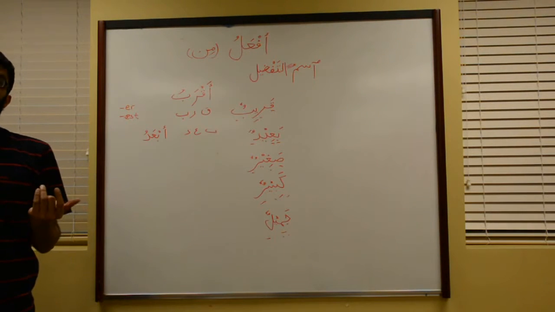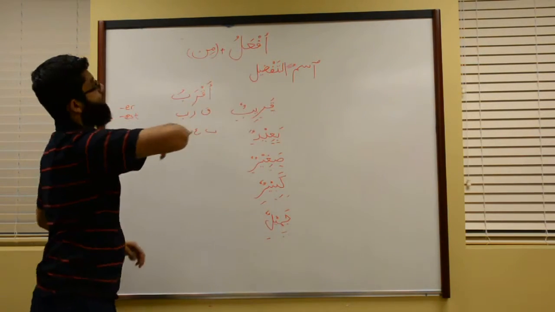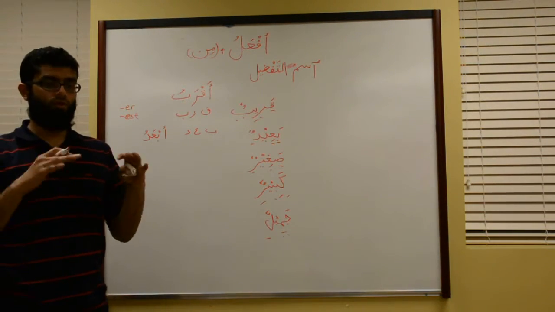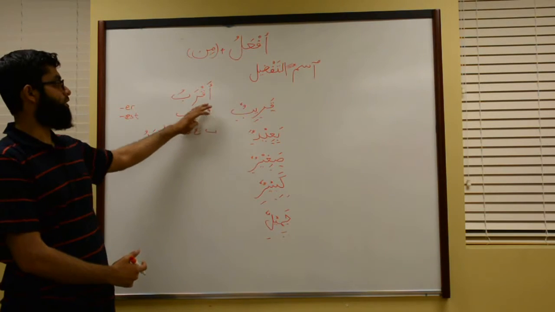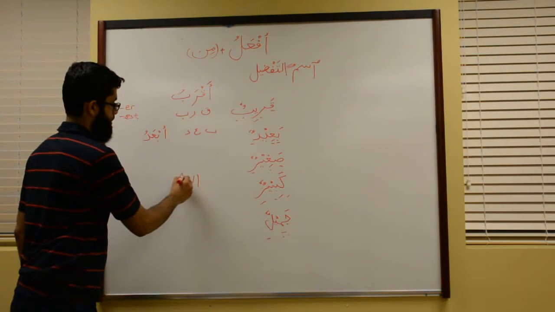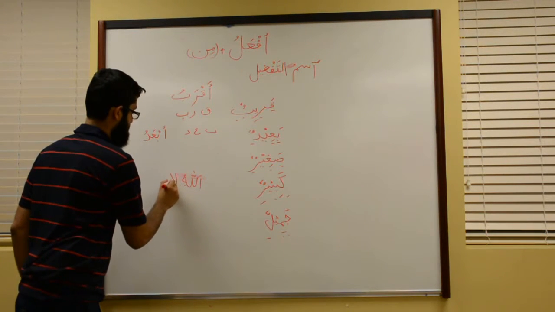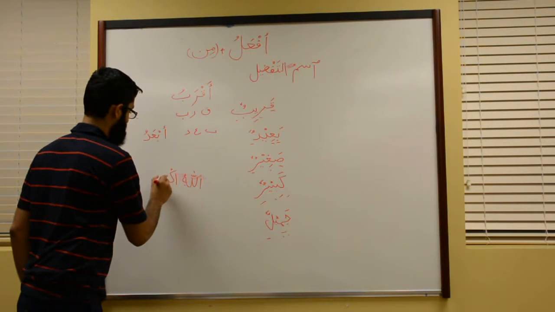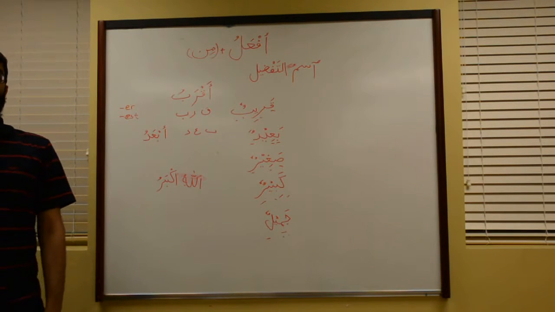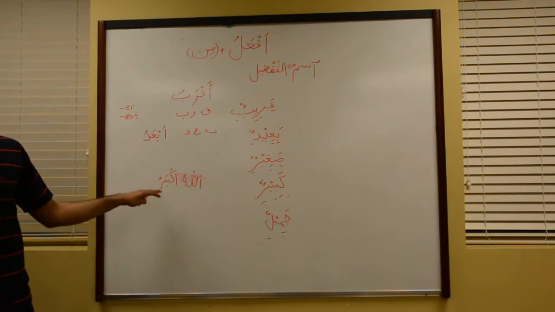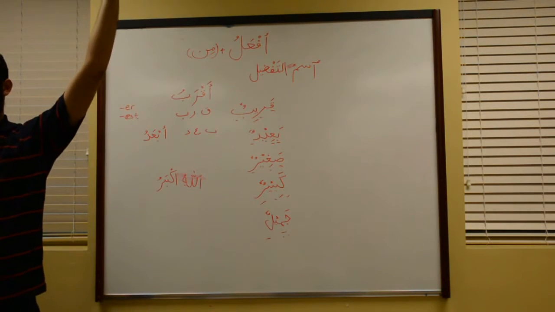So min in this case doesn't mean from. Usually min means from, right? In this case, whenever you put it in front of an ism af'al, ism tafdil, then it's going to mean something is closer or shorter or bigger than something. If I just leave it by itself, like Allahu Akbar, then I'm saying Allah is the greatest, the biggest, okay? If I don't put a min after Akbar, that means I'm using the superlative, the biggest, okay?